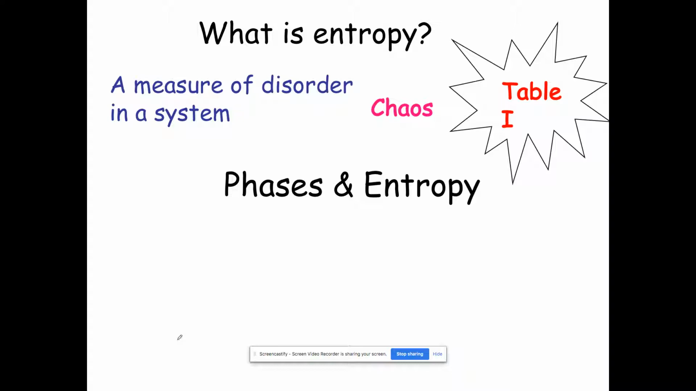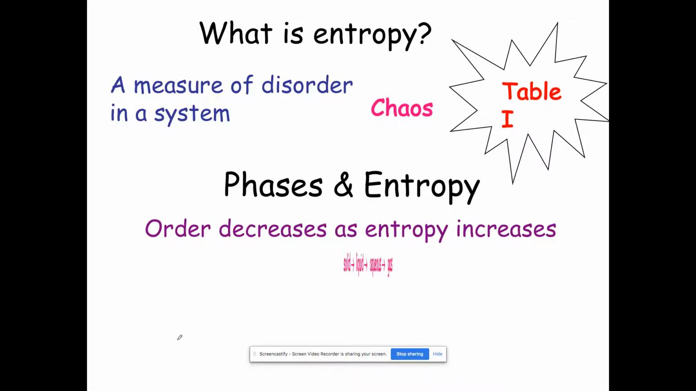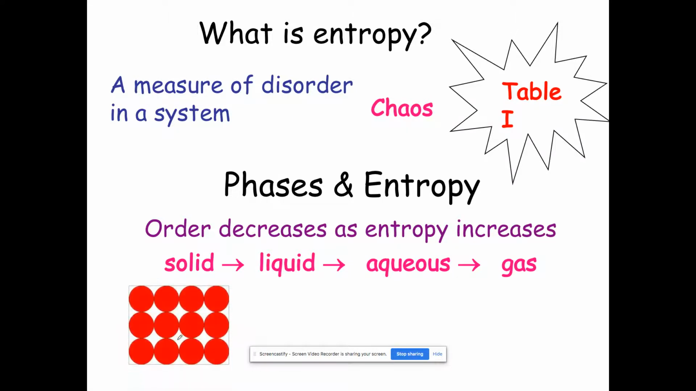So which would have the least entropy, the least disorder? It would be the solid, then a liquid, then aqueous, then gas. So again, there's a solid, particles close together, tightly packed. Liquid, a little bit further apart.